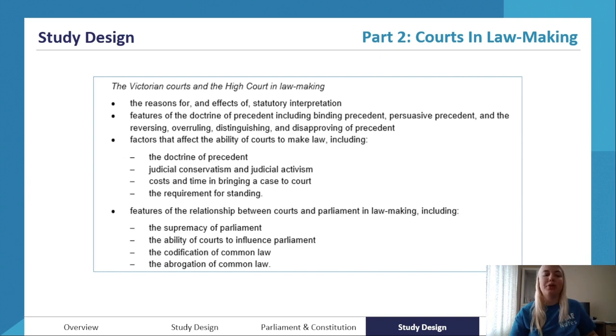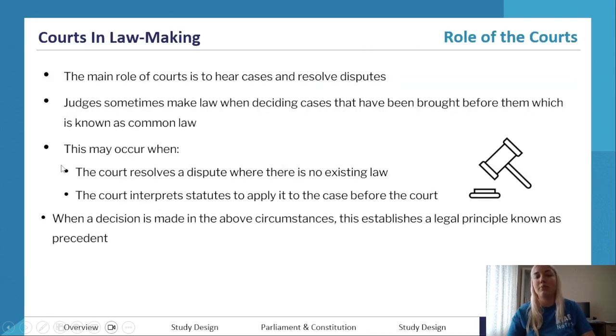Let's jump right into the content, have a look at the study design. I don't think we should spend time just reading all the dot points like we did the first time around, but you can see this is all about the courts, their ability to interpret statutes and acts, the doctrine of precedent, which you should remember from Year 11, but you will need to be very confident and adept at discussing doctrine of precedent in detail this year, and factors affecting the ability of the courts to make law, as well as features of the relationship between courts and parliament.